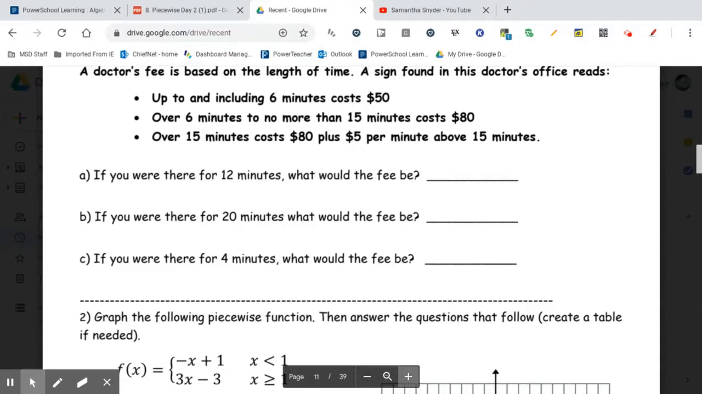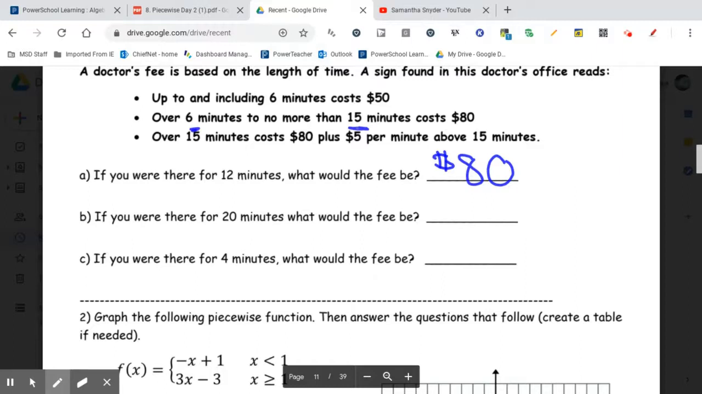Okay, if you were there for 12 minutes, what would the fee be? I'd love to call on you guys to tell me what you got, but we're not next to each other, so I can't do that. So the fee would be $80. And that's because it's between the 6 minutes and 15 minutes, and that means it's going to cost $80.